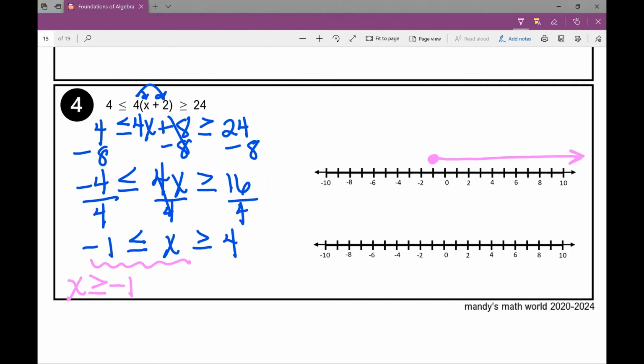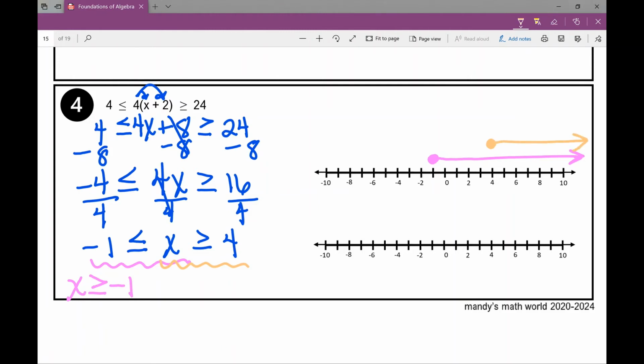So now I'm going to change colors here, and now I'm going to graph x is greater than or equal to 4. What is that going to look like? Well, it's going to look like this right here. I'm going to have a closed dot at 4, greater than or equal to 4, looks like that.